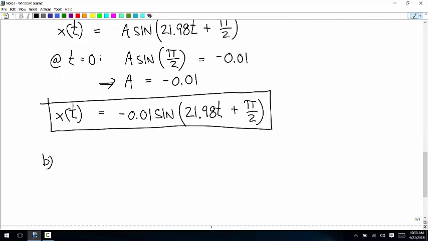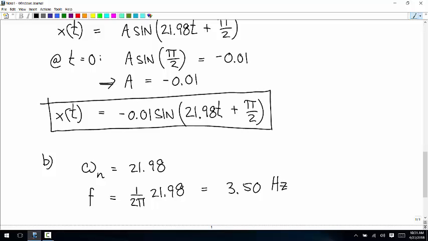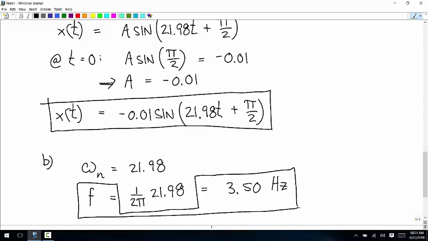And then for part B, we want the frequency. Well, we know that the natural frequency is 21.98. The actual frequency is 1 over 2 pi times 21.98. So what do you get for that? 3.50 hertz. Any questions about that?